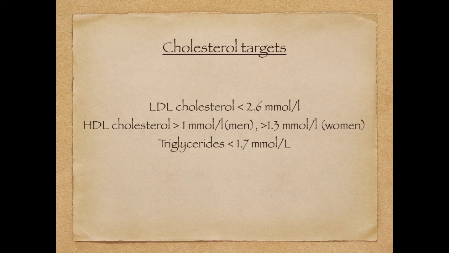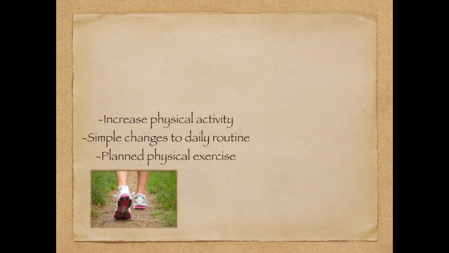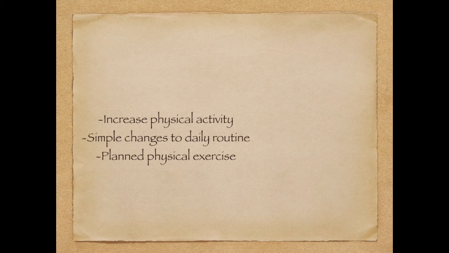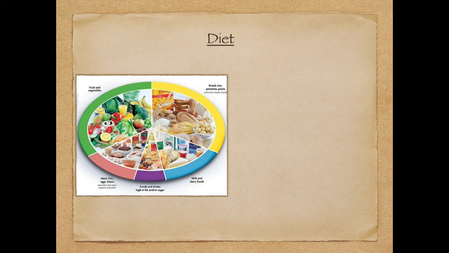We are going to discuss the lifestyle modifications that can help us prevent complications. It is recommended that adults with diabetes engage in at least 150 minutes of moderate intensity aerobic physical activity spread over at least 3 days per week. In addition to planned physical exercise, other simple changes to the daily routine, such as using the staircase instead of a lift, can be of help.